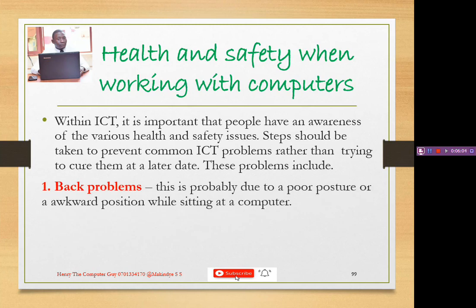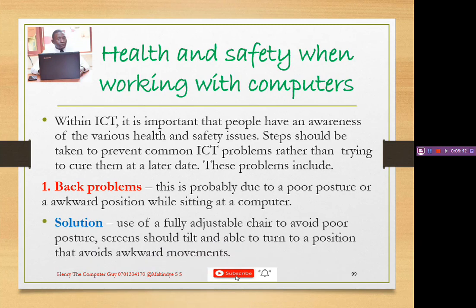First of all, we have back pain or back problems. And this is caused by poor sitting posture. How do you actually sit? This is probably due to a poor posture or an awkward position while sitting at a computer. That's why you are advised to always use what we call an ergonomically set workstation. Use an adjustable chair, such that you can be making some movements. You prevent that back problem.